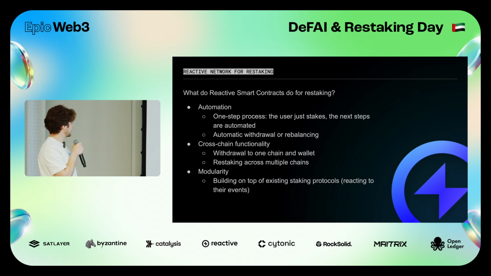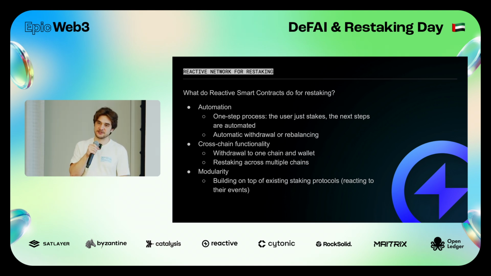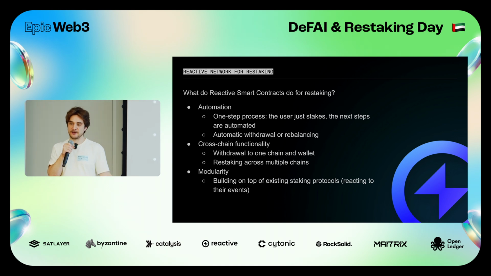And also, for instance, we can allow for automatic withdrawal or rebalancing. We can monitor prices on DEXs, or we can monitor stake unlock events, and then automatically withdraw or deposit new funds based on that. And that's for automation. For cross-chain functionality, we can automate the withdrawals.